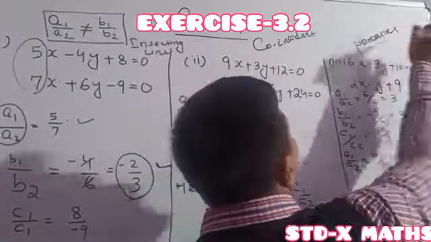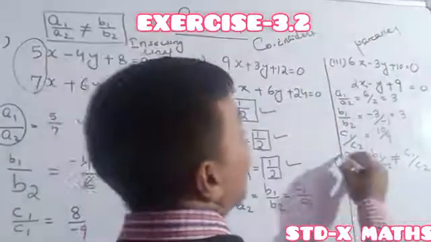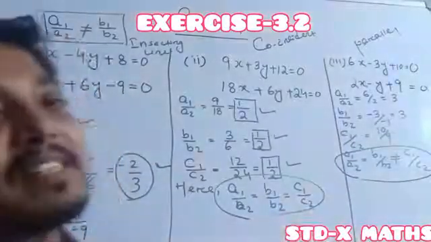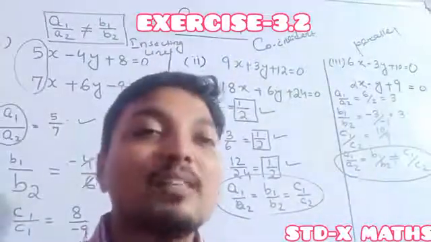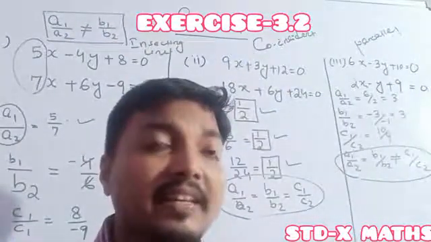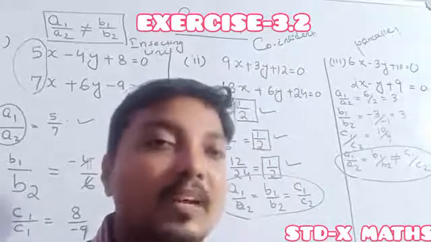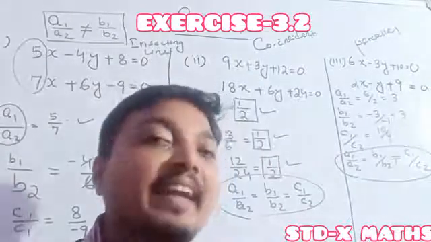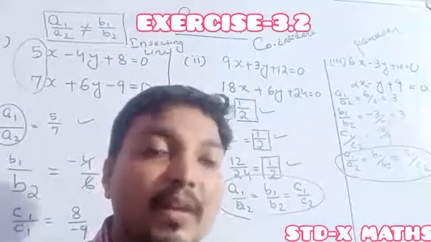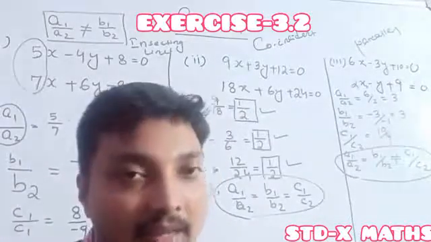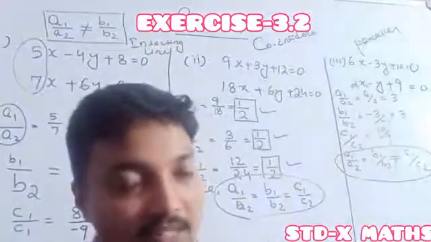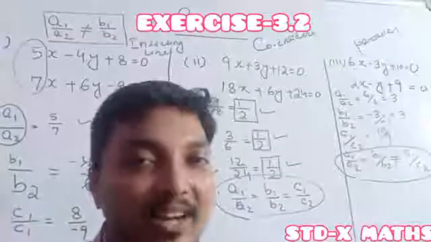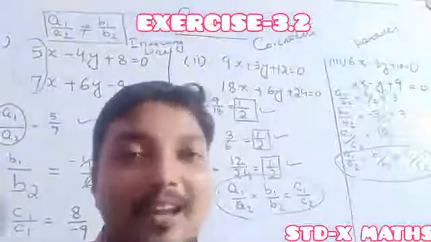It will be parallel. So tell me, is this question easy or difficult? So it means that by checking the ratios of the coefficients of both linear equations in two variables, one can easily say whether the graphical representation will be intersecting, parallel, or coincident. Understood or not understood? Now we will do the next question.